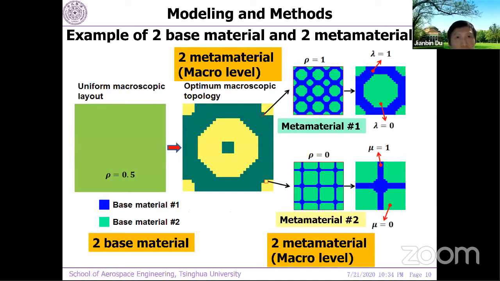This slide shows an example of the two-scale material model. We show a case of two base materials and two mat materials. For example, at the macro level, the macrostructure consists of two mat materials. Each mat material corresponds to a kind of microstructure. Here we use mat material one, denoted by this cyan color, and mat material two, denoted by the yellow color. At the micro level, each microstructure consists of two base materials. For example, microstructure one consists of two base materials: the blue one is base material one and the green one is base material two. Similarly, the second microstructure also consists of these two base materials.